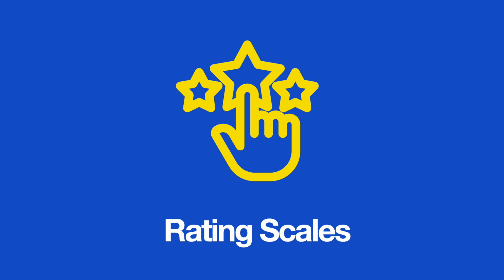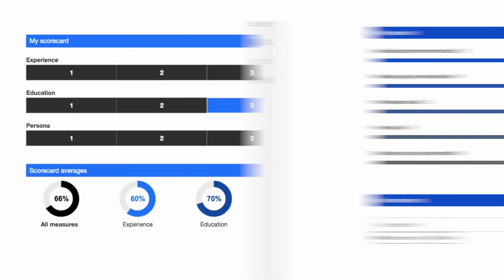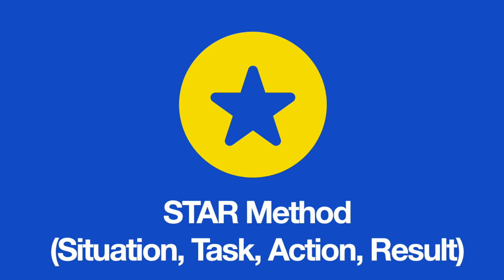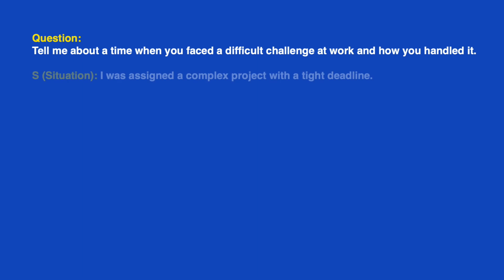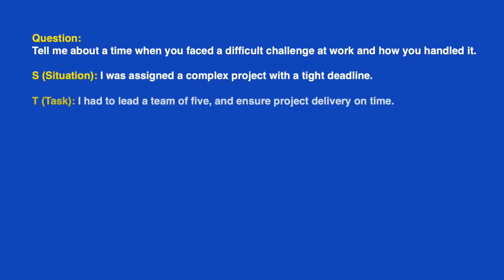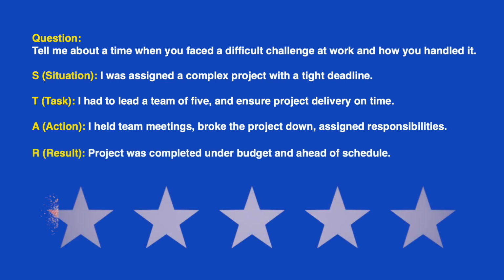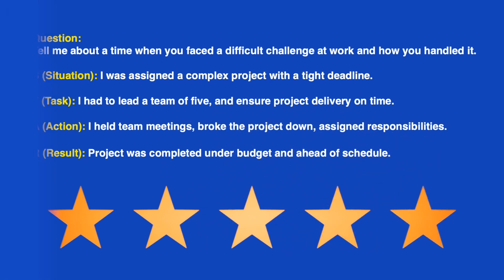Rating scales. Recruiters may use rating scales to assess various interview components, such as technical skills, soft skills, or cultural fit. These scales typically use a numerical system to quantify a candidate's performance, such as a scale of 1 to 5. The STAR method: situation, task, action, result. Interviewers ask candidates to describe specific situations they've encountered, the tasks they needed to complete, the actions they took, and the results achieved. Recruiters then score each part of the response based on the detail provided using the STAR method.